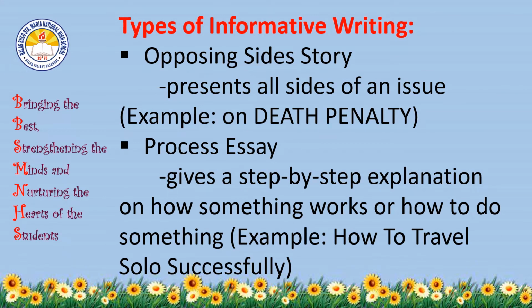The third type of informative writing is what we call the opposing sides story. It presents all sides of an issue. Let us say, for example, an essay about the death penalty. And lastly, we have the process essay. This type of informative writing gives a step-by-step explanation of how something works or how to do something. Example: how to travel solo successfully.